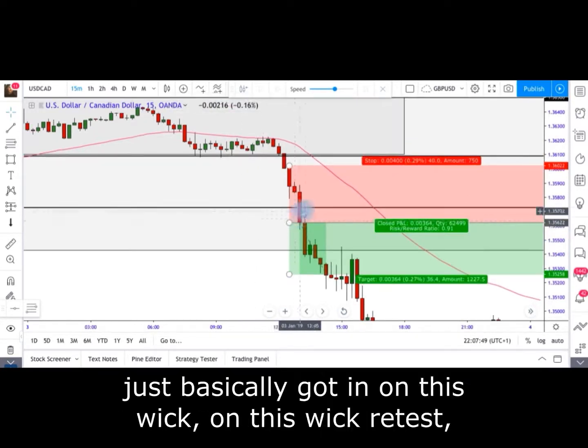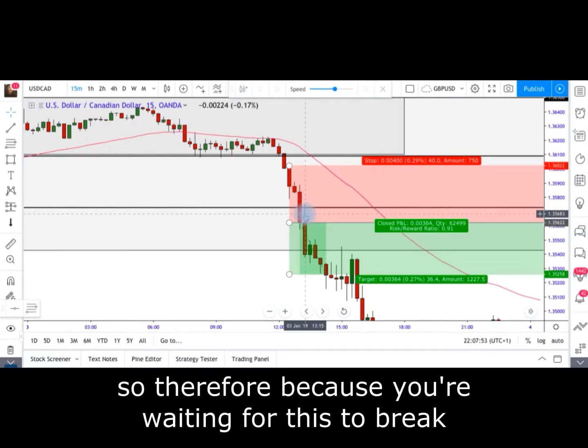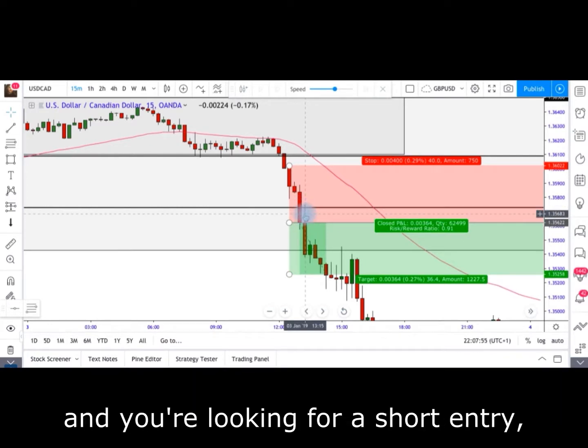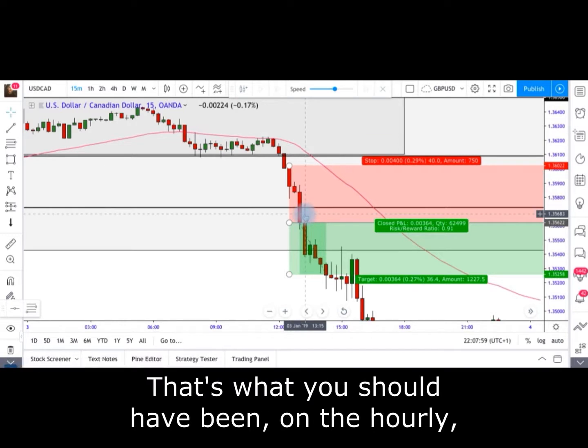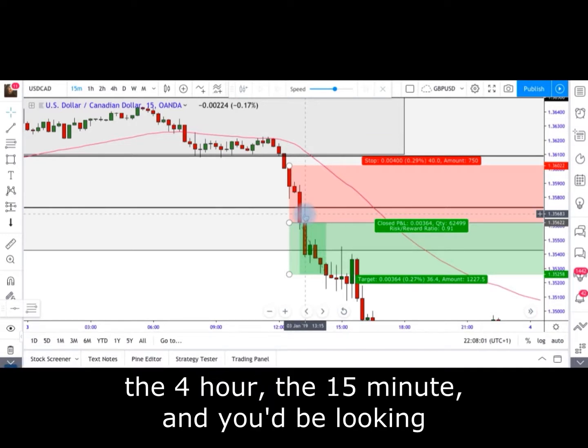Or alternatively, you could have just got in on this wick retest. Because you were waiting for this to break and you were looking for a short entry, you should really have been on the lower time frames. That's what you should have been doing.